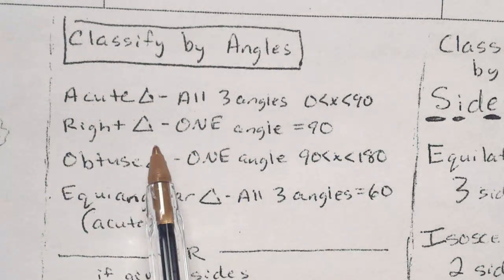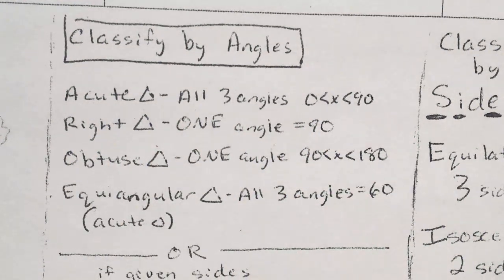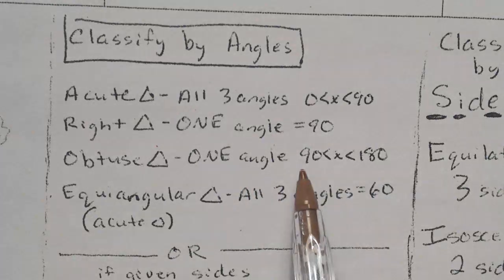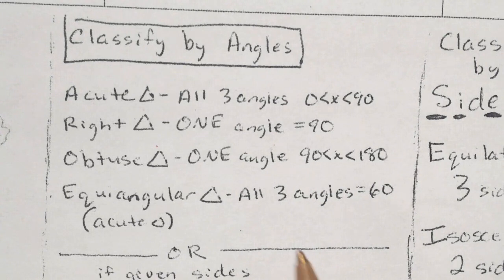Okay, a right triangle, one of the angles is 90 degrees. Obtuse triangle means that one of the angles is greater than 90 degrees. It's between 90 and 180. And a fourth one is equal angular, that all 3 angles are equal. And if they're all equal, they would all have to be 60 degrees.